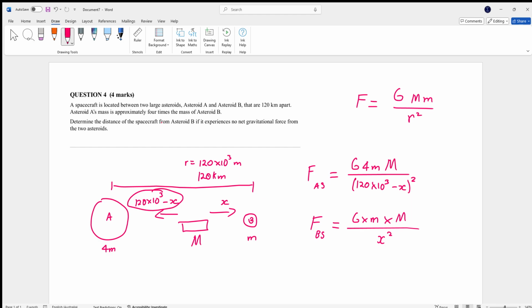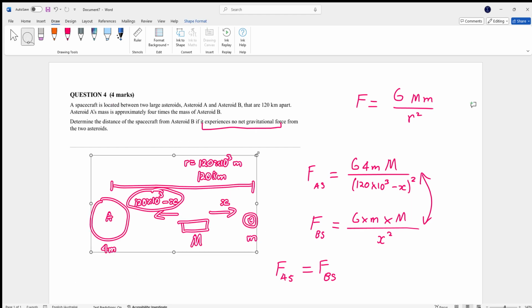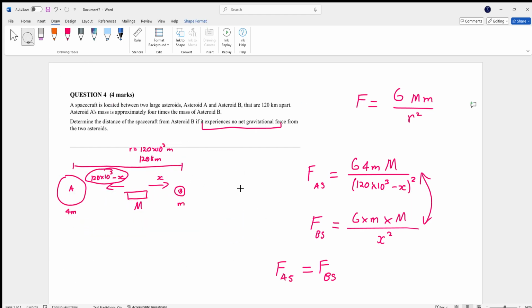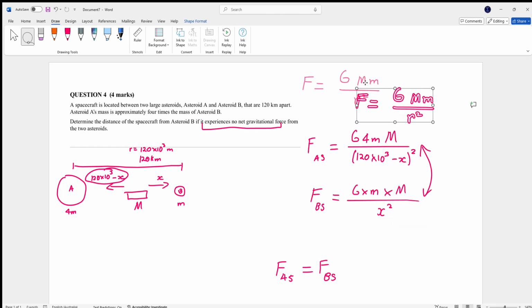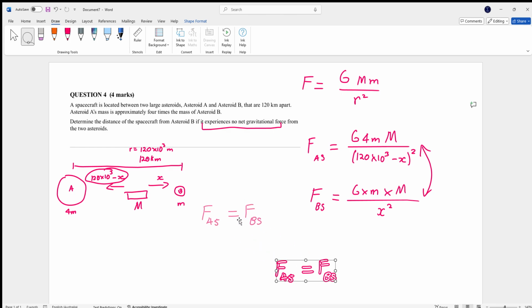Now, because they said experiences no net gravitational force, what we can assume is at this certain distance, the force of asteroid A on the spacecraft has to be equivalent to the force of asteroid B on the spacecraft as well. So we can equate these. Now you might be wondering, how's that going to solve anything? Well, a lot of stuff will actually start to cancel because we've got a lot of things in terms of one another.